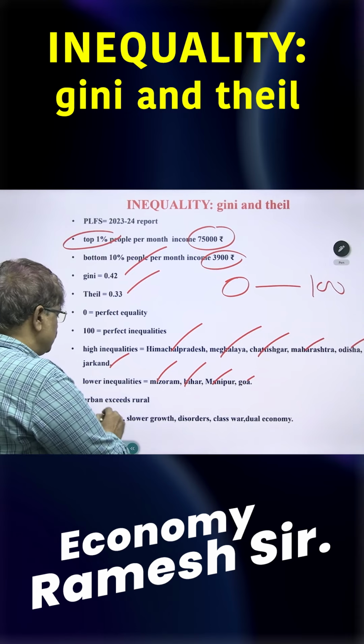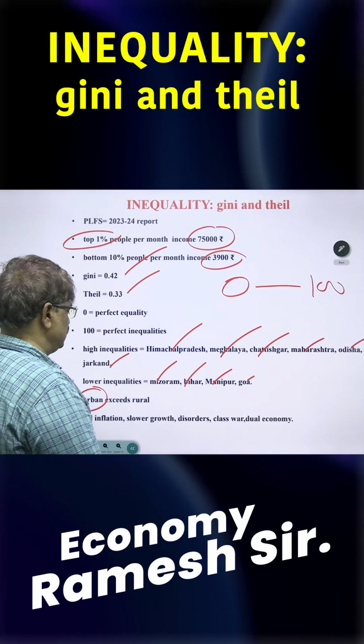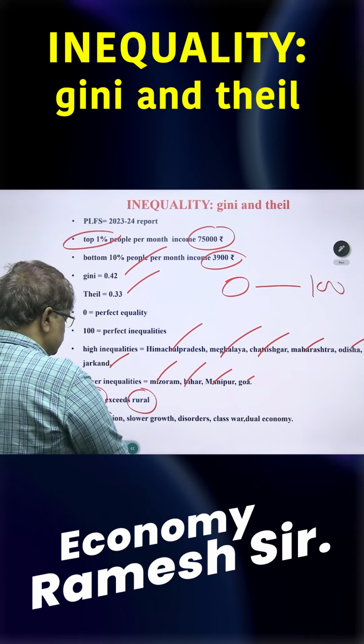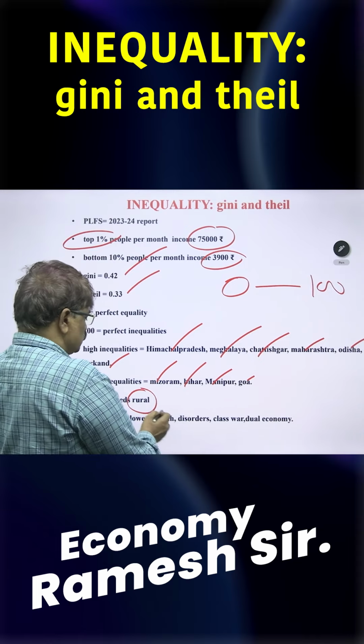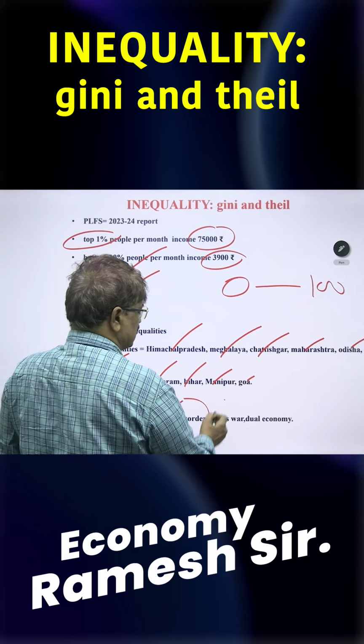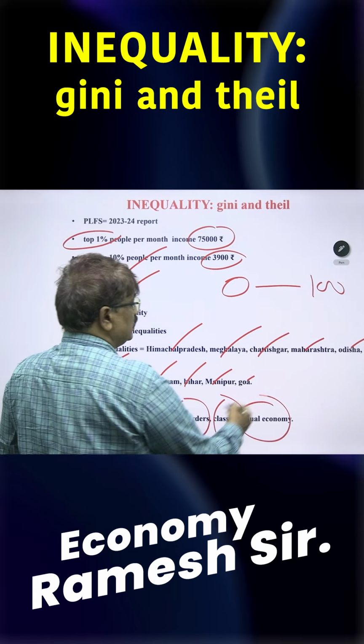For example, urban areas seem to have higher inequalities than rural. That's why inequality leads to an inflation problem. Inequality leads to a slower growth rate problem. Inequality leads to a disorder problem. Inequality leads to a class war system. Inequality leads to even a dual economy.